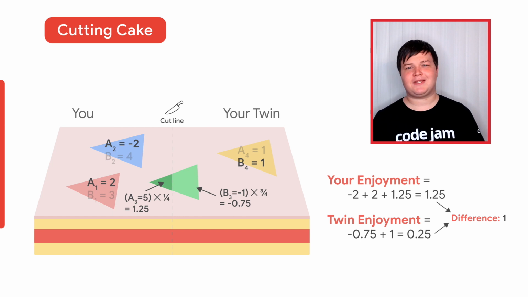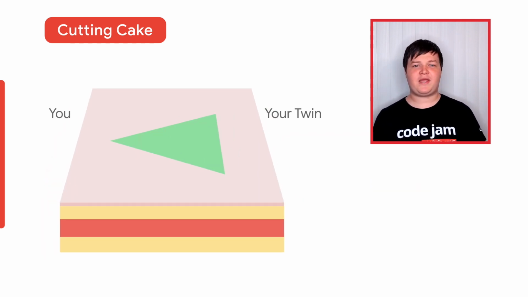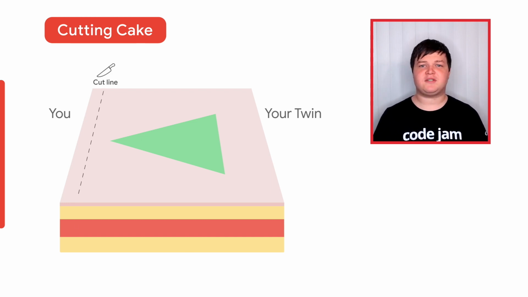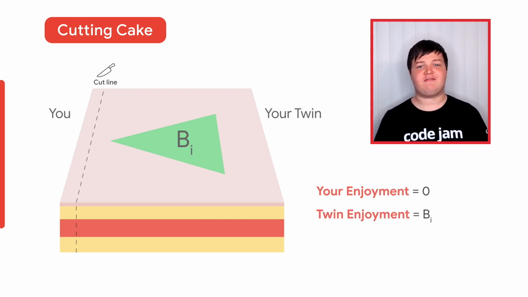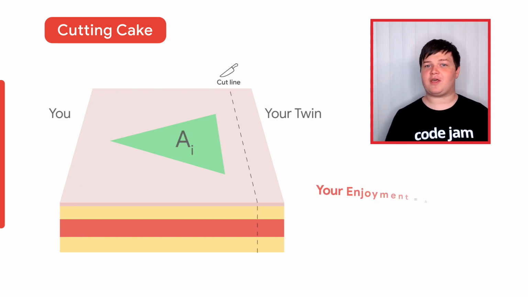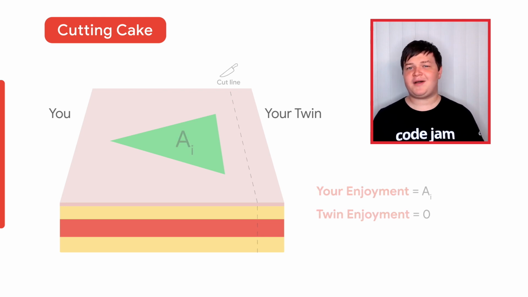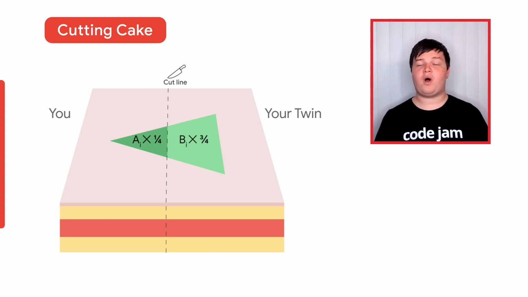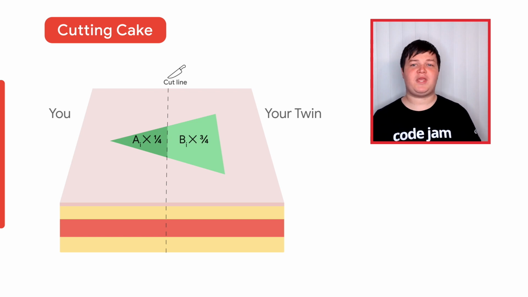This seems tricky. Let's consider a case with just one triangular patch. Here we have a triangle with a vertical edge on the right. If we cut all the way to the left of the patch, our twin will get all of the icing and will receive B_i enjoyment. If we cut to the right of the patch, we will get all of the icing and we will receive A_i enjoyment. But if our cut is somewhere in the middle of this triangle, we need to calculate what portion of the triangle is to the left of the cut to see how much enjoyment we and our twin get from this icing patch.